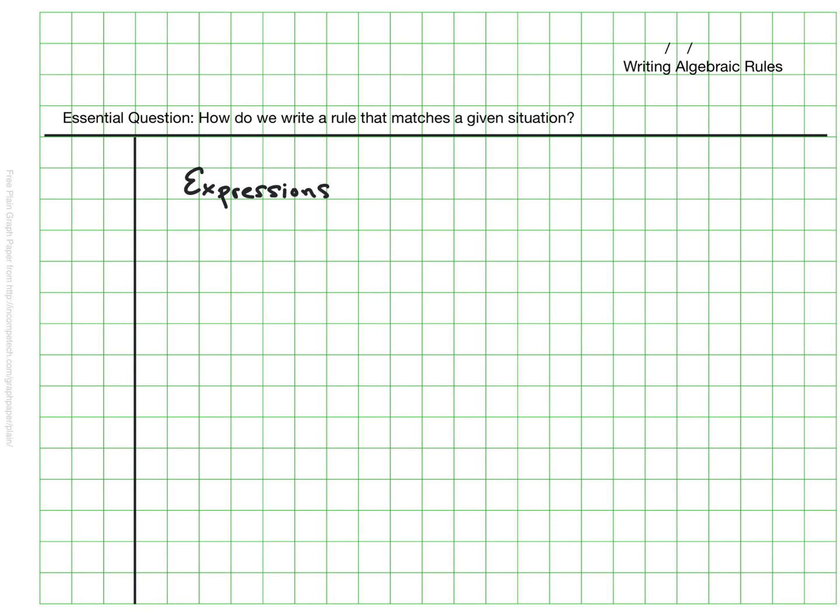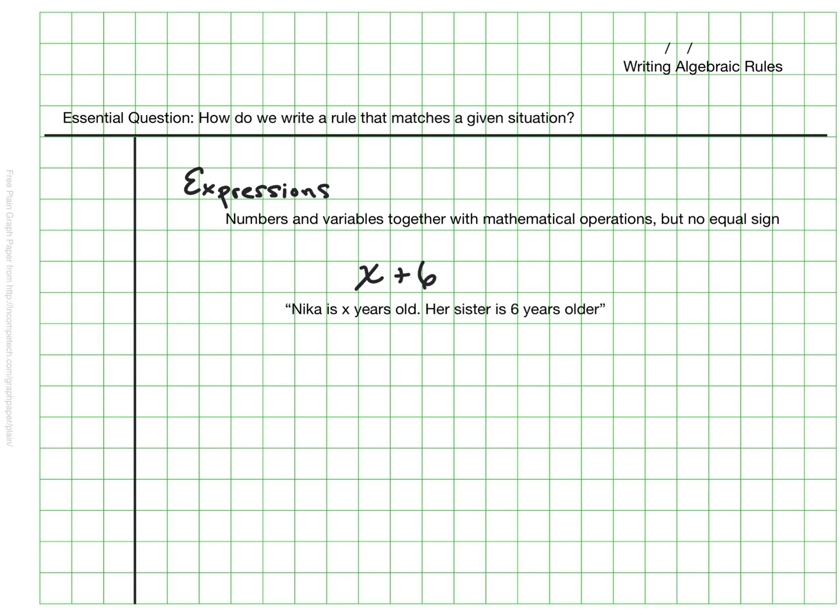In the past, we have talked about writing expressions. Remember that expressions are when we see numbers and variables together with mathematical operations, but there's no equal sign. So an example might be x plus 6, right? That could be an expression. And mathematical expressions often represent a true situation.